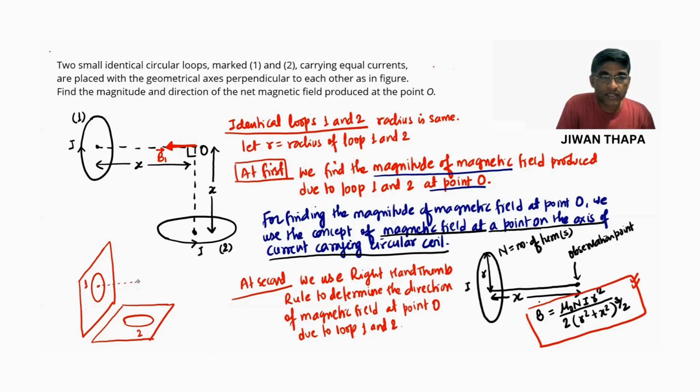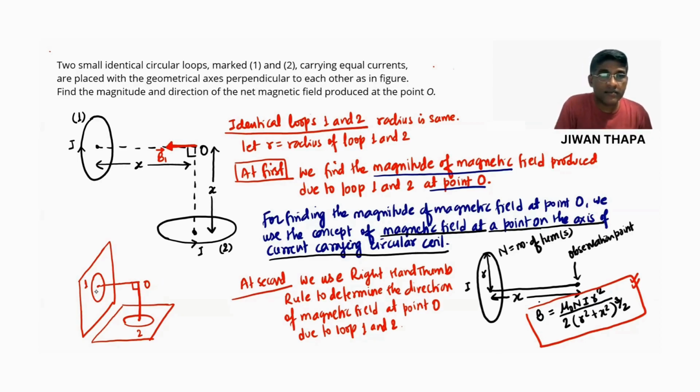This is the geometrical axis, okay? And this is the geometrical axis. So this is the geometrical axis of loop 1 and this is the geometrical axis of loop 2. And they are perpendicular to each other, okay? So we have this. Clear? And the distance, this distance, okay, is x, and this distance is again x. So we have this.